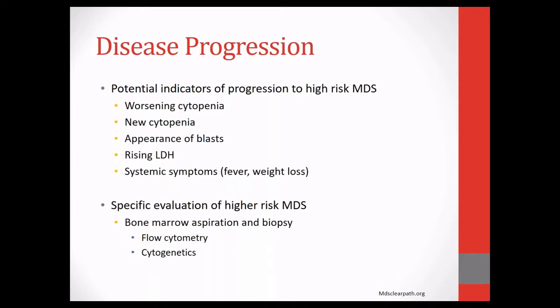The disease can progress to higher risk MDS, and there are potential indicators that this would be progressing, including a worsening of our blood counts, so further reduction in our hemoglobin levels, in our platelet levels, or in our neutrophil levels, a new cytopenia that could occur, the appearance of blast cells in our bone marrow, a rising LDH level, as well as systemic symptoms, including fever and weight loss. We would have to do a specific evaluation of higher risk MDS, which would include a bone marrow aspiration and biopsy to further assess chromosome abnormalities and cytogenetics.